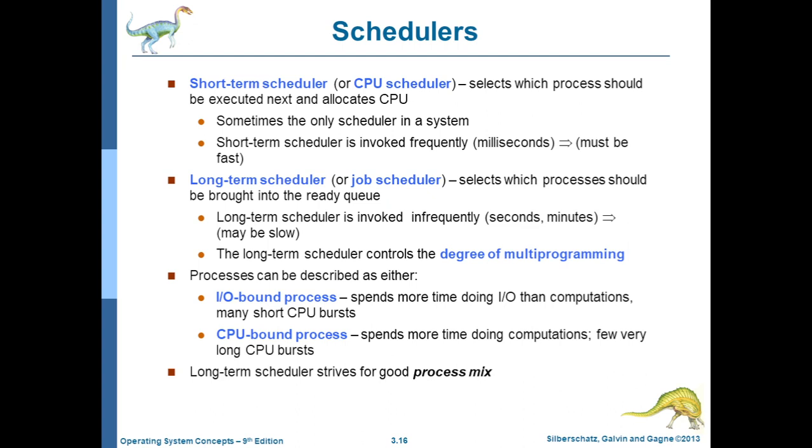There are two types of scheduler: short-term scheduler and long-term scheduler. Short-term scheduler means the CPU scheduler. It selects which process should be executed next and allocates the CPU. For knowing which process will be executed next, we use the short-term scheduler. For knowing which process should be brought into the ready queue, we use the long-term scheduler. Another name of the long-term scheduler is the job scheduler. The degree of multiprogramming is controlled by the long-term scheduler.